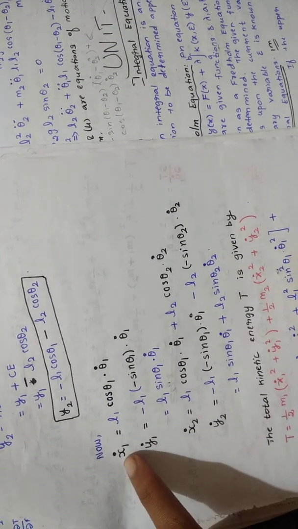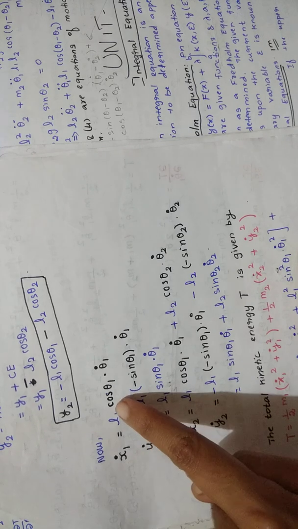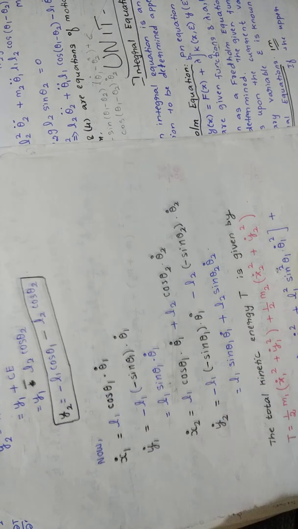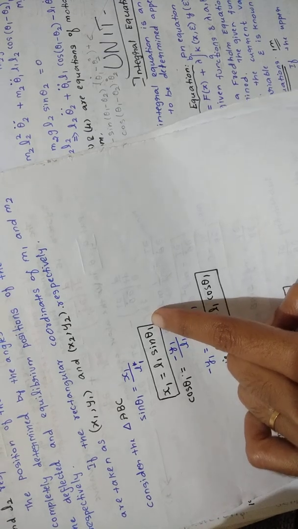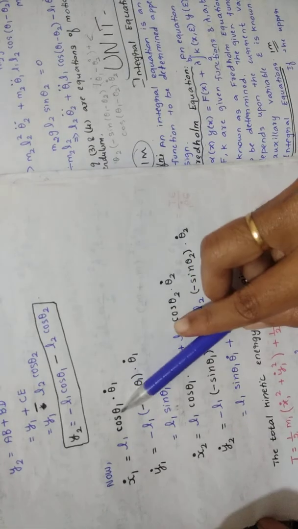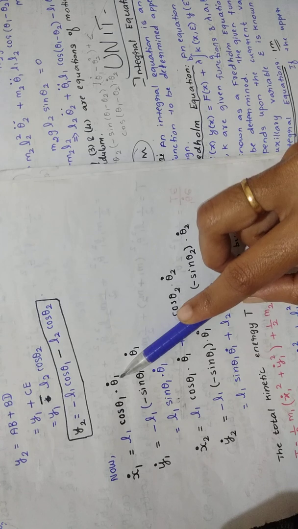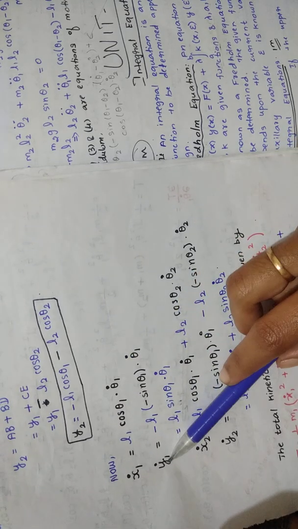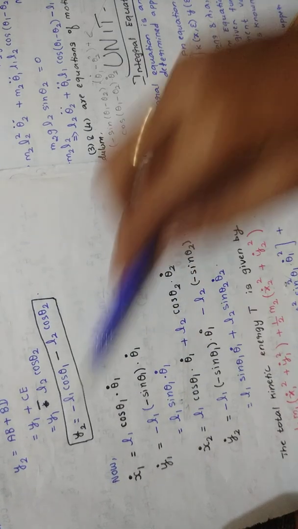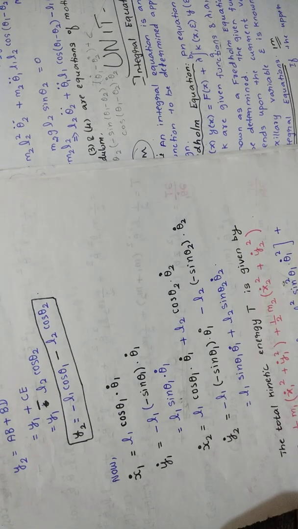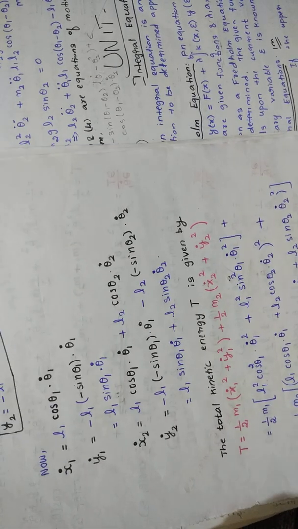When you differentiate x1 with respect to theta, you will get this L1 cos theta 1. That is sin theta 1. When you differentiate this, you will get cos theta 1, and then again you are differentiating this theta also, so you will get theta 1 dot. Similarly you do for y1, x2, y2, and you will get this. Have a look at this, you will easily understand.